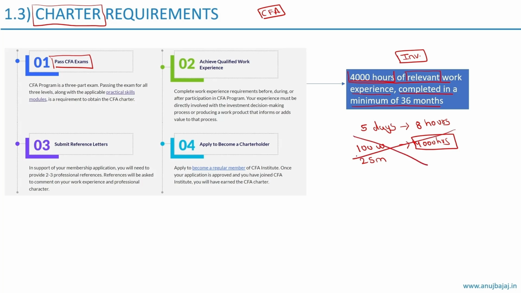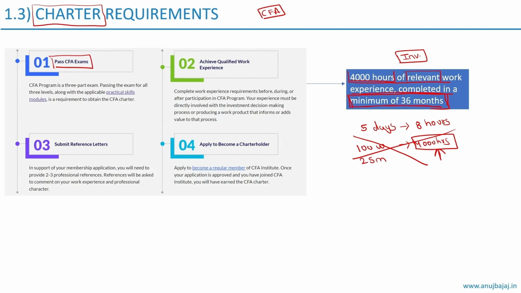Such work experience is not considered valid. You need to complete your work experience in a minimum of 36 months. You can take more than 36 months to complete your 4,000 hours of work experience, but the minimum time to complete the work experience is 36 months.